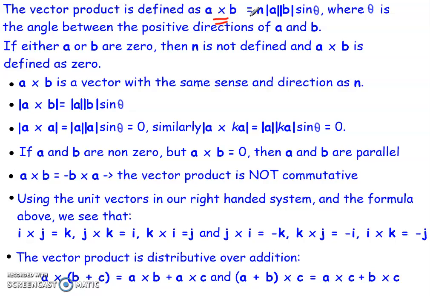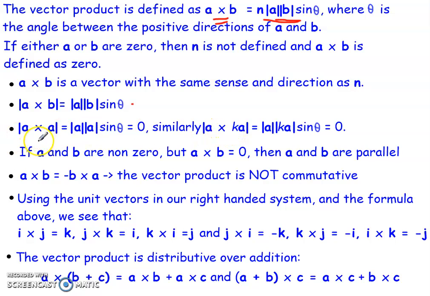Second, the magnitude of the vector A cross B is the magnitude of A, magnitude of B, sine theta. This comes from taking the magnitude of the relationship, but n, the normal to the plane, is a unit vector. The magnitude of a unit vector is 1, so it's 1 times all of this, which whittles down to magnitude A, magnitude B, sine theta. Now, if we take two vectors that are parallel, so A cross A, or A cross KA, some scalar multiple of the vector A.